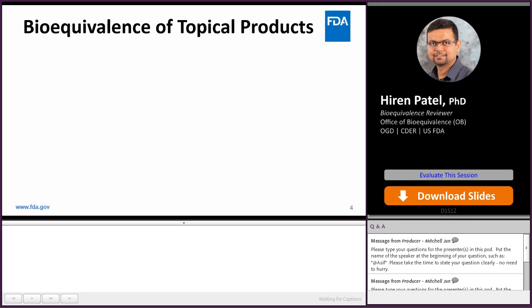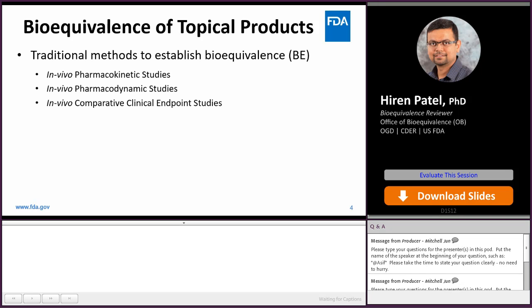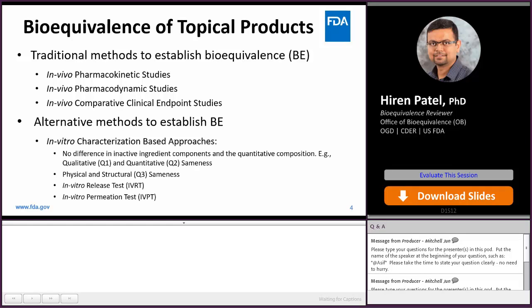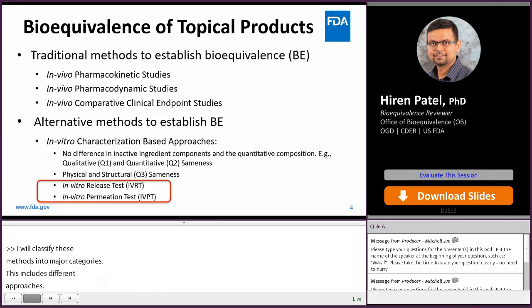I would classify the methods to establish bioequivalence for topical products in two major categories. Traditional methods, which include PK, PD, and clinical endpoint studies, and alternative methods, for example, modeling and simulation, and in vitro characterization based approaches. From this, I would like to further discuss the observations noted from past submissions on IVRT and IVPT studies. Let's begin with the promises of these methods.